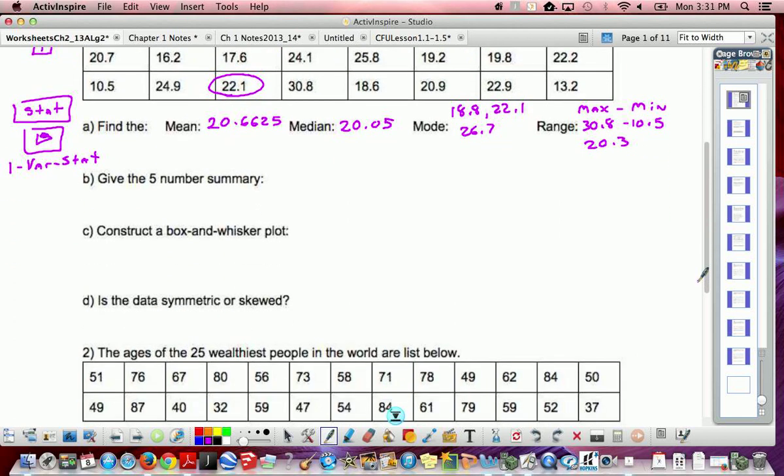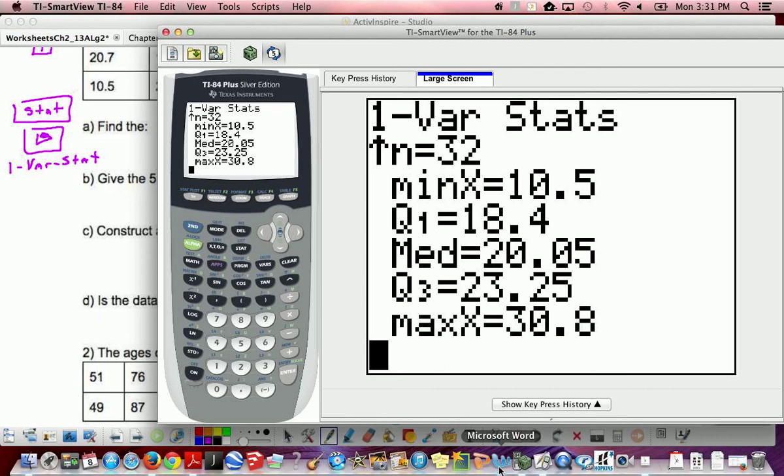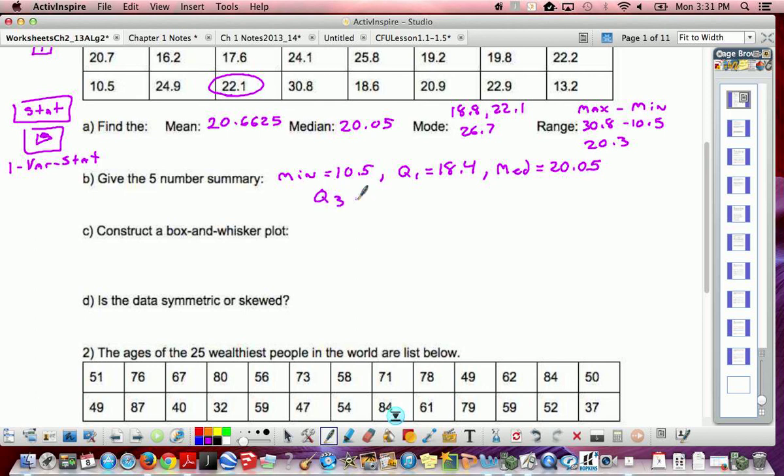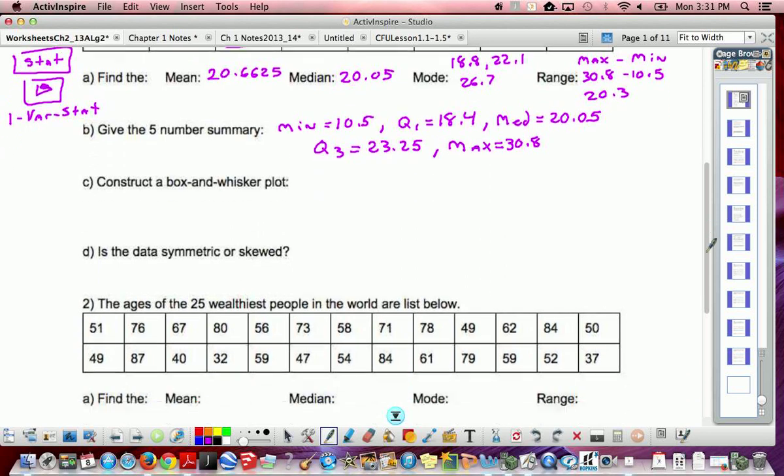Now, next question asks you to do the 5-number summary. We've actually been looking at the 5-number summary. So on my screen here, I just want to note these 2 along with Q1 and Q3 there. So I'm just going to close that off so that I can write on the screen. So my 5-number summary, my min, again, was equal to 10.5. My Q1 was 18.4. My median was 20.05. My Q3 was 23.25. And my max was equal to 30.8. The 5-number summary is going to help you a ton when graphing it.